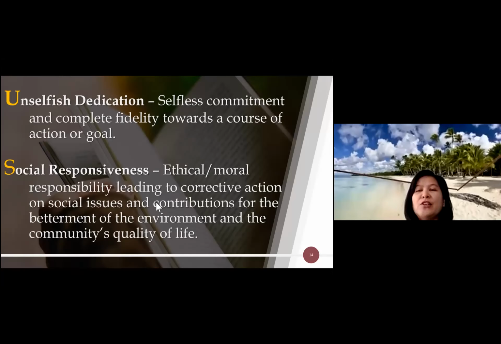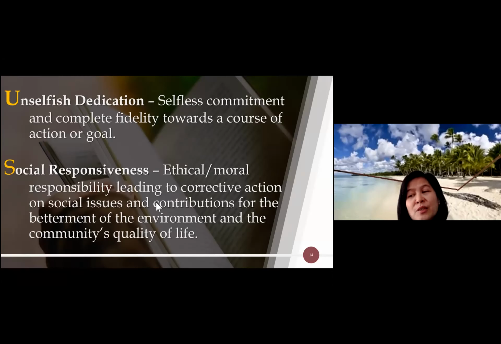So letter U would stand for unselfish dedication, which is selfless commitment and complete fidelity towards a course of action or goal. This particular dedication that I'm talking about comes from those attributes that I was sharing earlier. Where does selfless commitment come from? Where does fidelity come from? It comes from a sense of integrity.